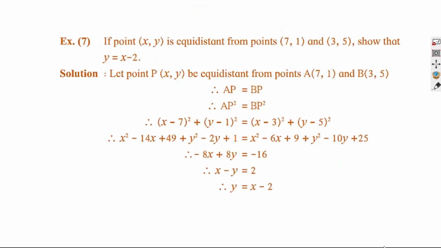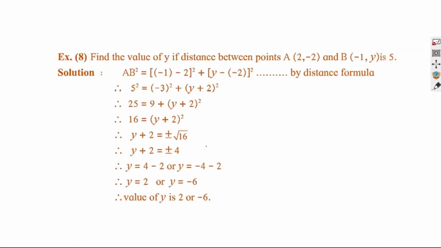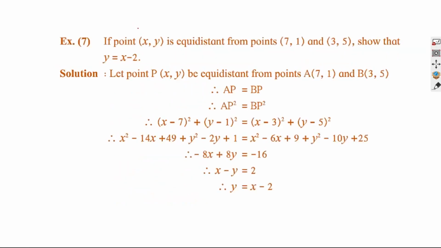Here is another example, where this time the peculiarity is that the point is given as xy. The point xy is equidistant from points (7, 1) and (3, 5), and we are asked to prove that y is equal to x minus 2. This is a geometry situation where you are asked to prove. Let us name this point as P, and these as A and B.